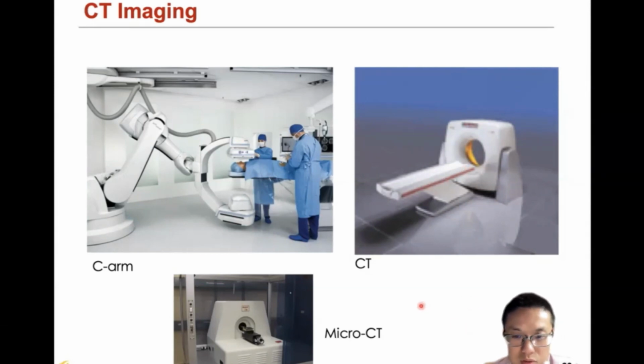We also have some micro CT. This case will be used maybe in industrial applications, right? For some products like metal parts or very precision equipment, we have to carefully examine them. If there are any defects on those products, we can use CT scans to tell if there is any potential defect on those products.